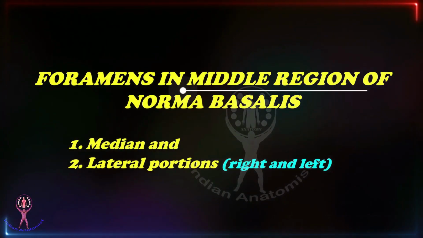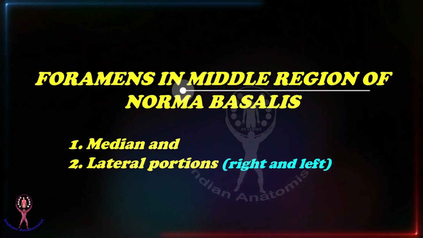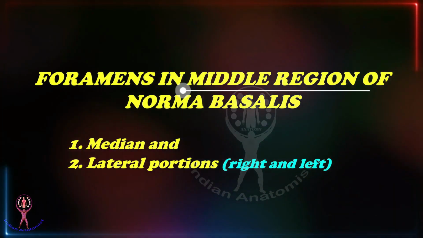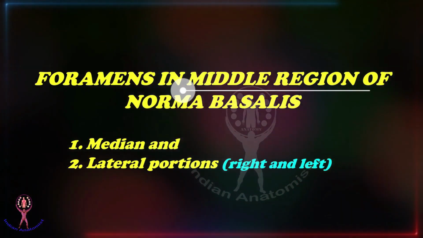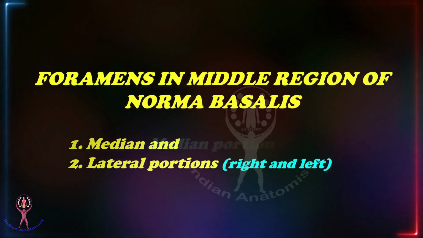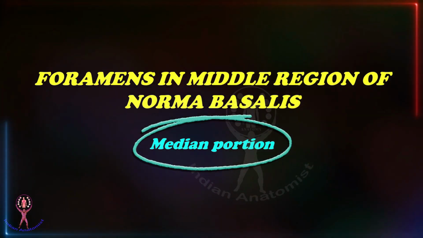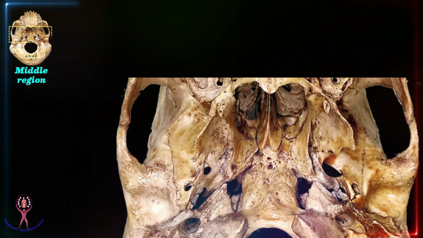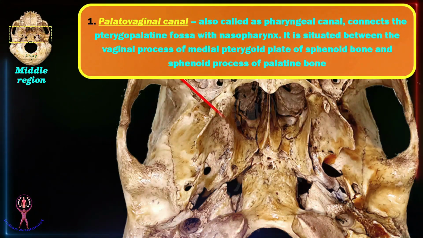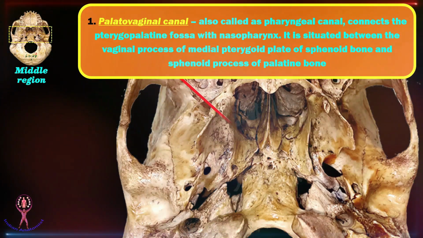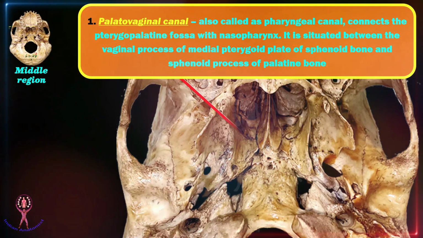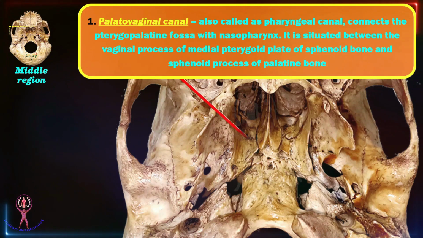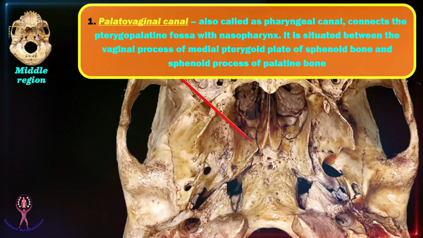Coming to the foramina present in the middle region of the norma basalis. The middle region of the norma basalis is divided into a median and lateral portions. First, we'll see about the median portion of the middle region of norma basalis. In this part, the first foramen or canal we are going to see is the palatovaginal canal. It is also called as pharyngeal canal. It connects the pterygopalatine fossa with nasopharynx.